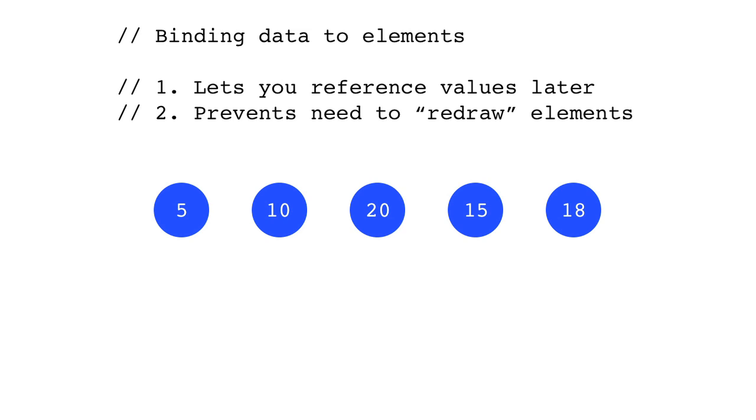So what's useful about this binding of data to elements? Well, it lets you reference the values later, like I was saying, without having to constantly go back to the original data set. And it prevents this need to redraw elements.